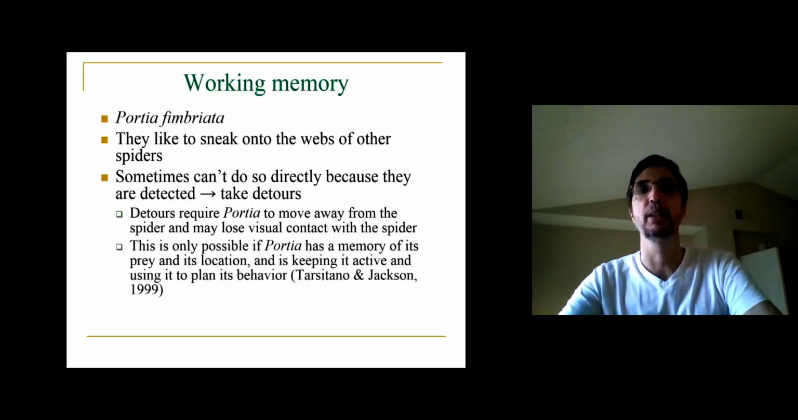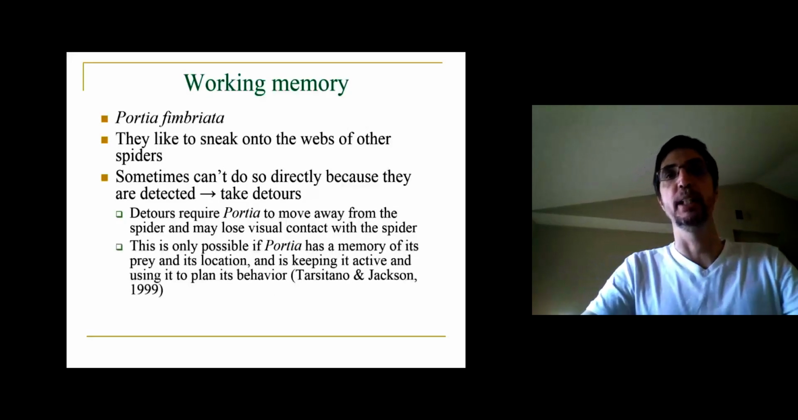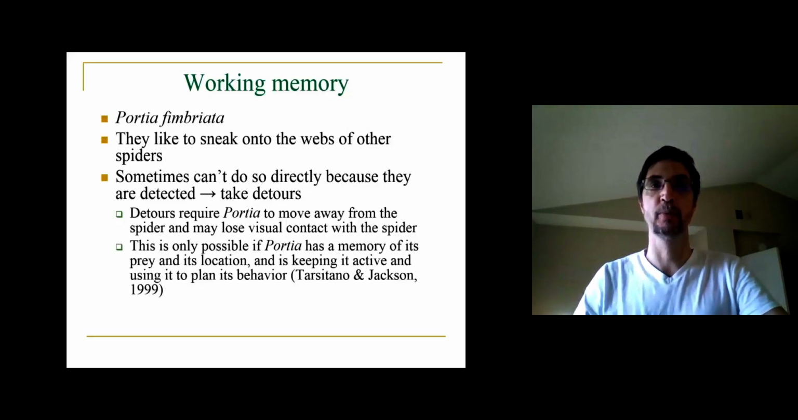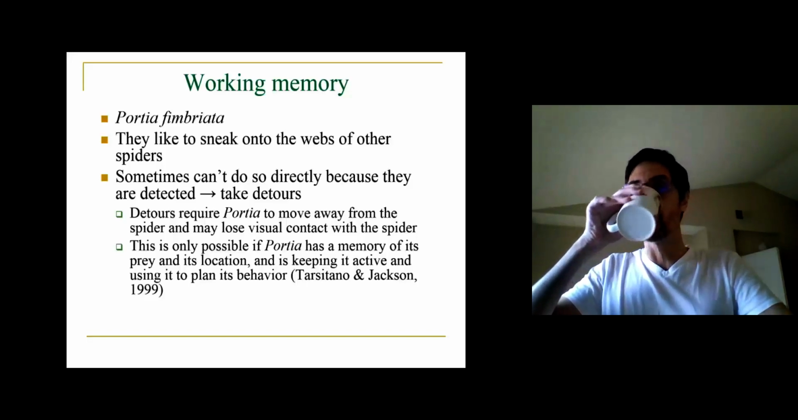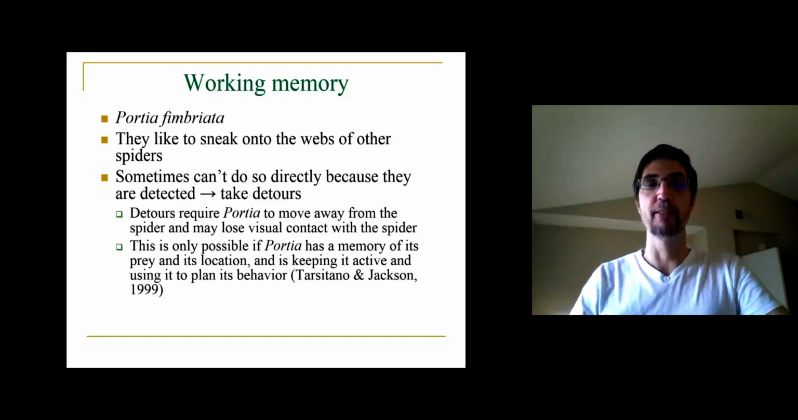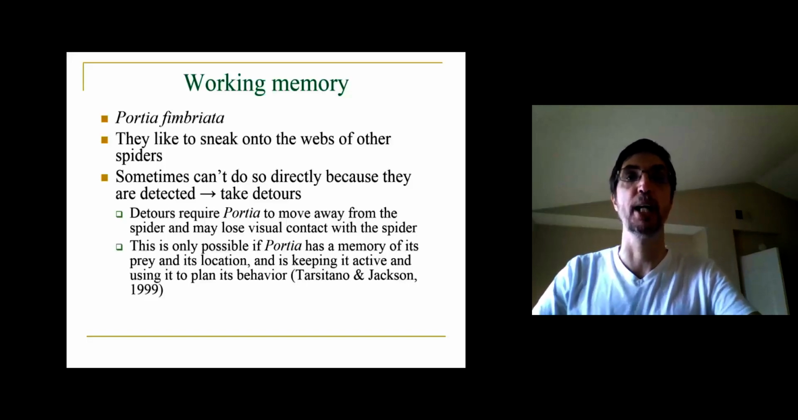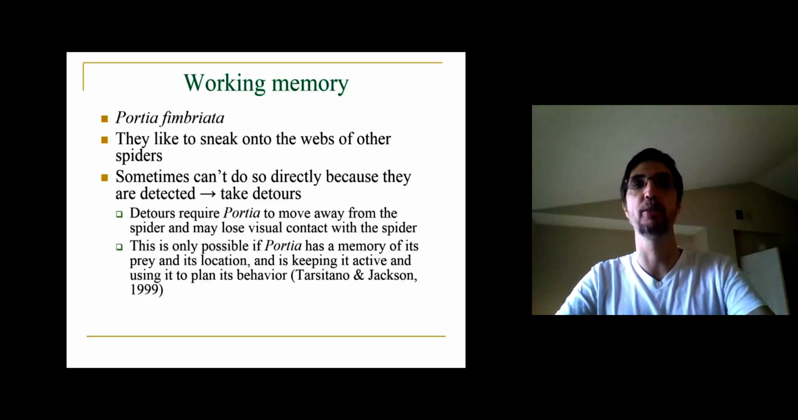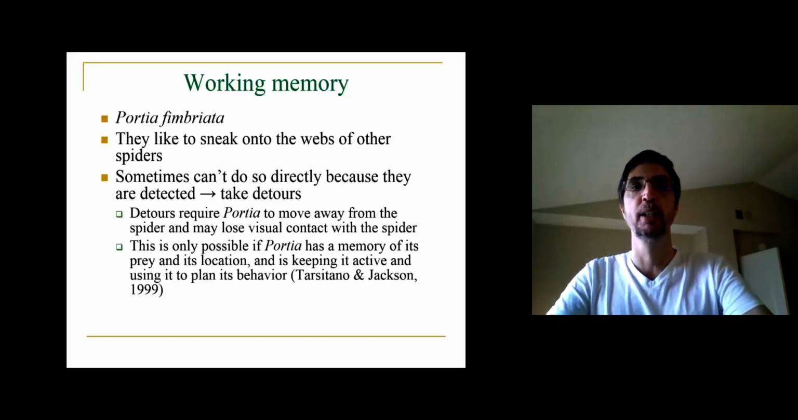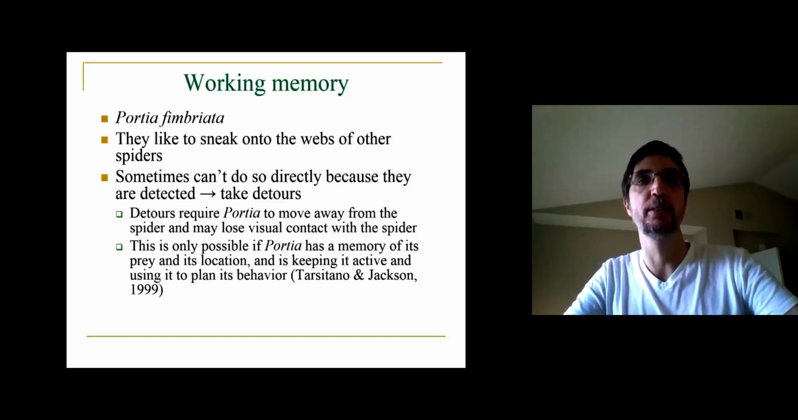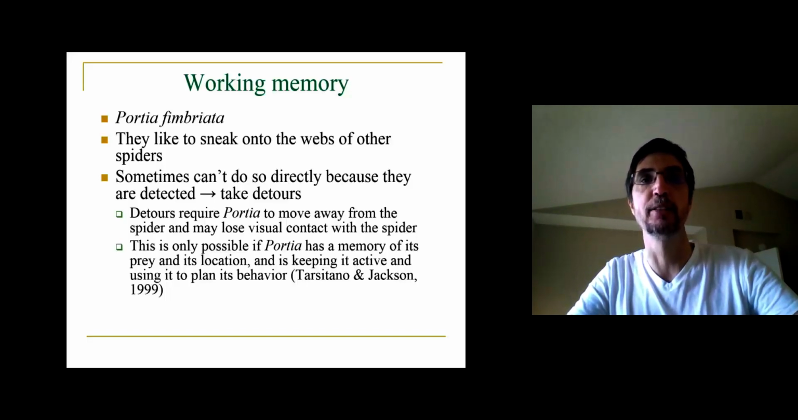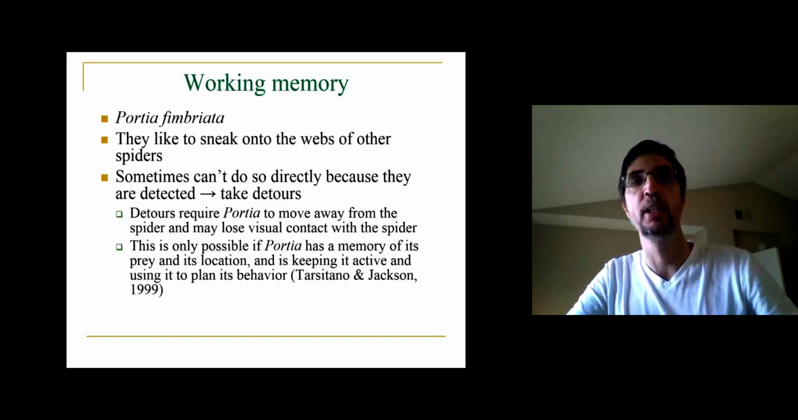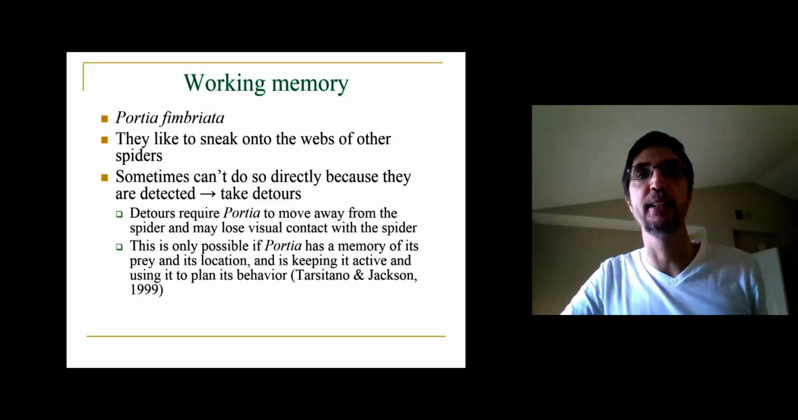But let's begin by looking at an example of working memory in action in the case of an animal. One of my favorite species is the Portia fimbriata spider that we've talked so much about already in this course. As we've said, these spiders are aggressive and they feed on other spiders. And what they do is they invade the webs of other spiders to attack them.